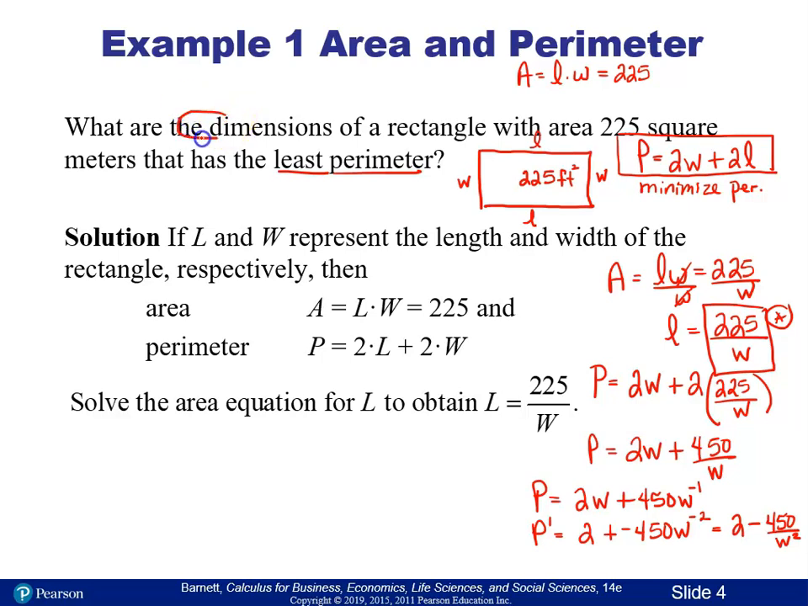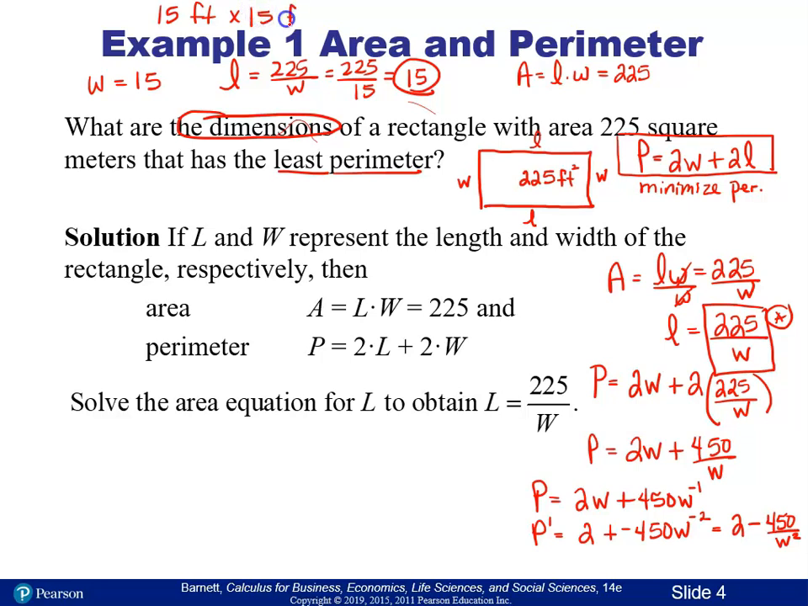So it's asking for the dimensions. So we know that our width is 15. We found that part out. But we also need to know the length. So the length, going back to here, is 225 over the width. So 225 over 15 gives me 15. So as it turns out, a 15-foot by 15-foot square is going to have an area of 225, but will have the least perimeter with that.